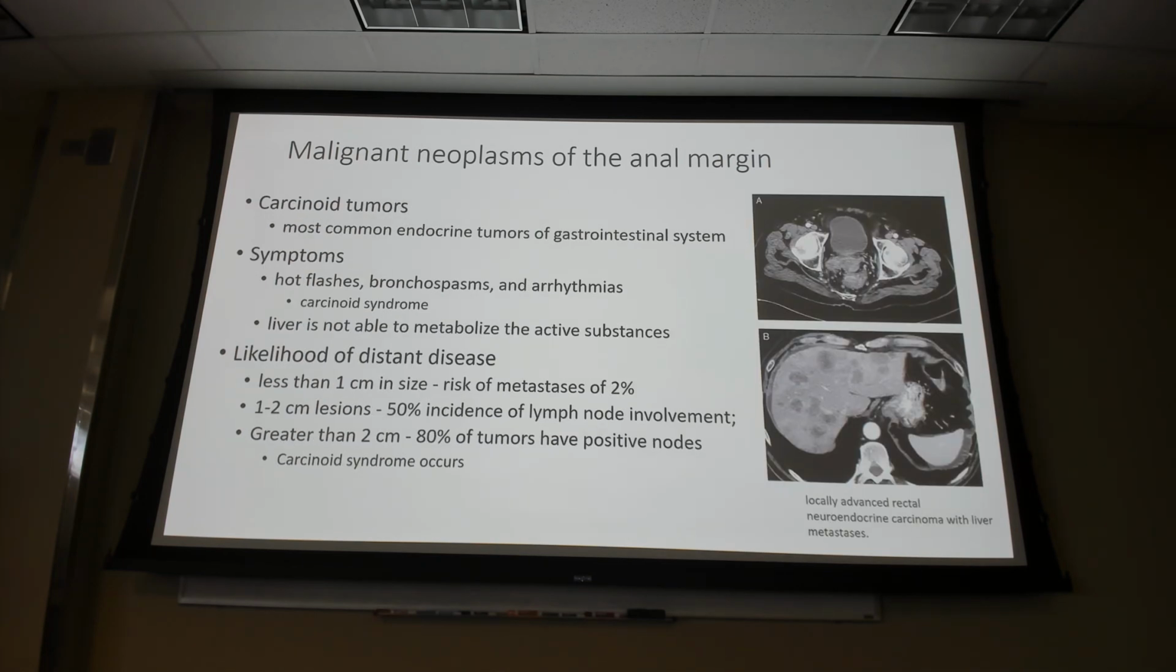You can also have carcinoid tumors, which are the most common endocrine tumor you can have at the anal margin, and this is going to cause other symptoms. That's why it's neuroendocrine. You'll have hot flashes, bronchospasms, arrhythmias. These ones have a smaller risk for metastases, but we also have to worry about lymph node involvement. They have a high incidence of positive nodes, and they can have different carcinoid syndromes too.